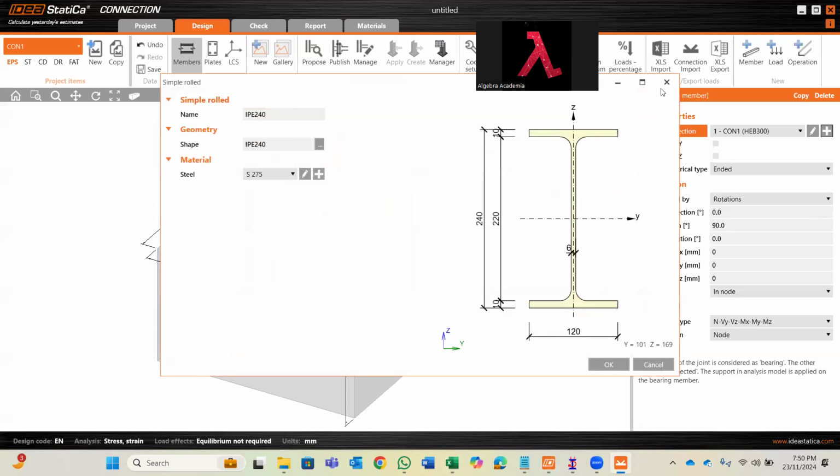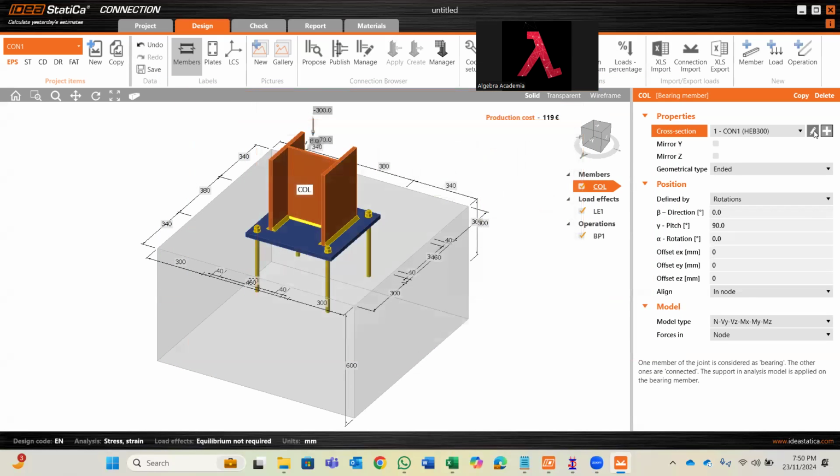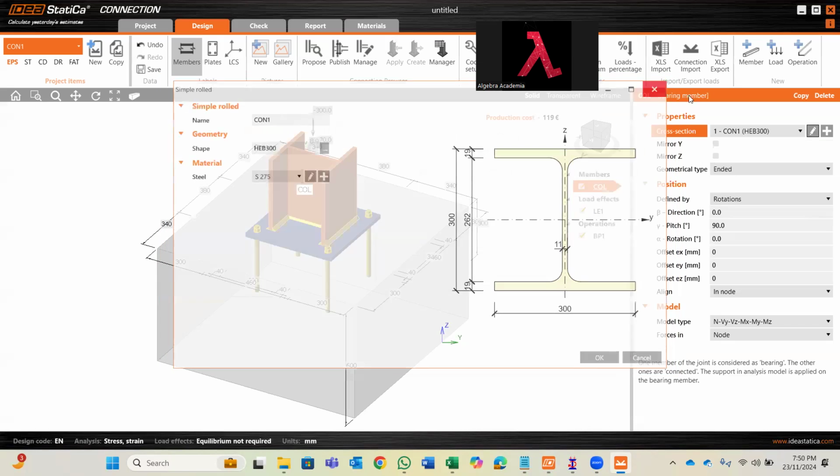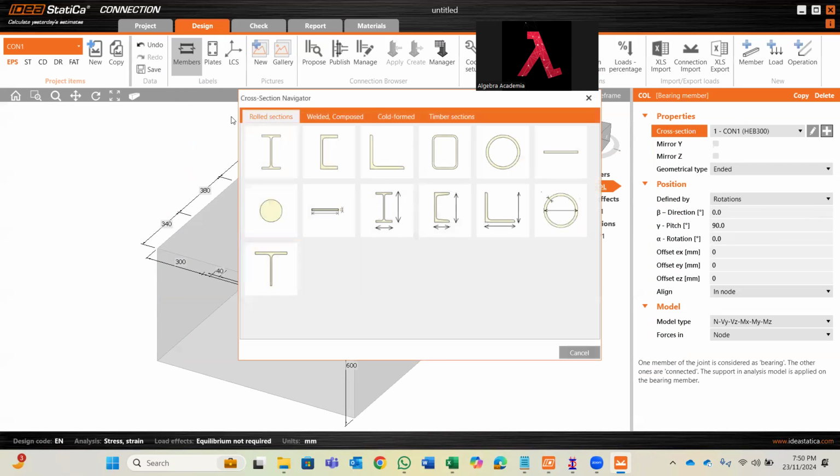So I'll show it again actually. Just go to the column here. The moment you click the column, the dialog box will change. In this dialog box, there are two kinds of sections. One is you can edit whatever is already there, or you can create the section sizes. There is a plus mark.